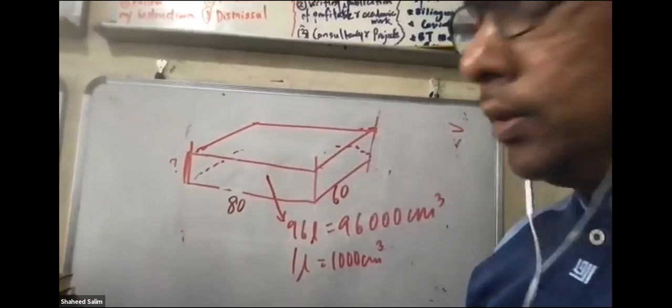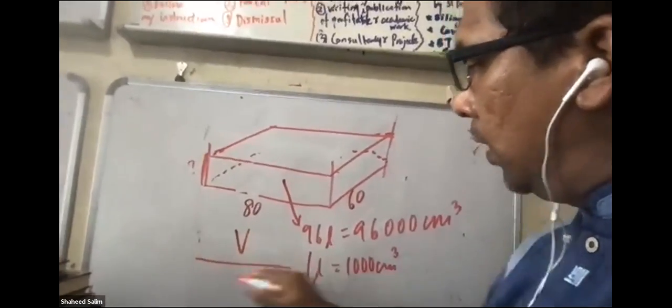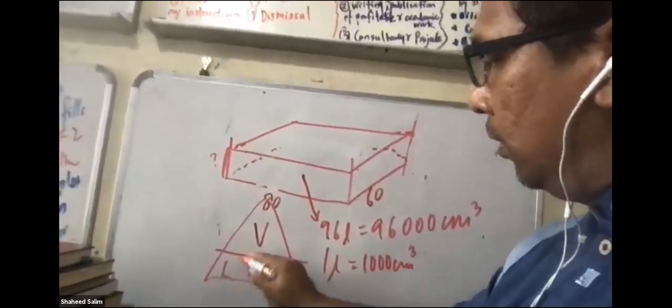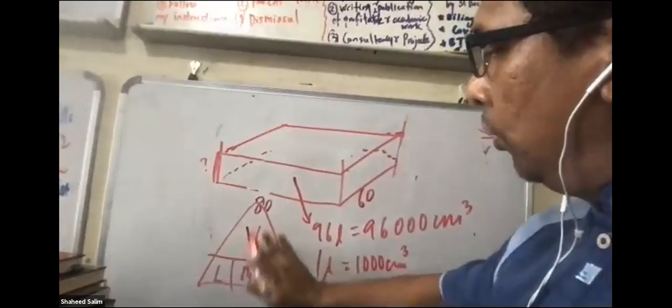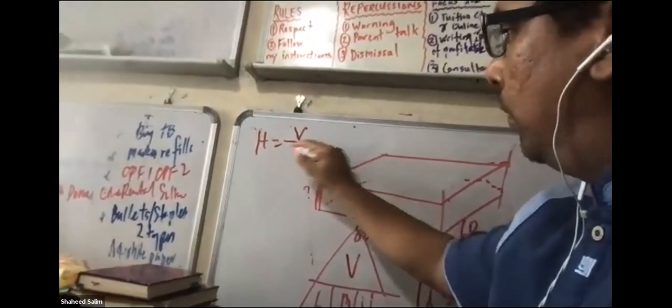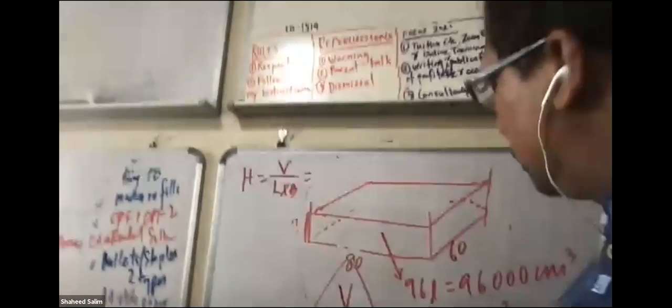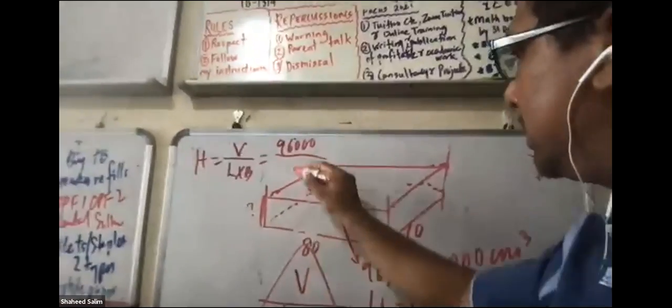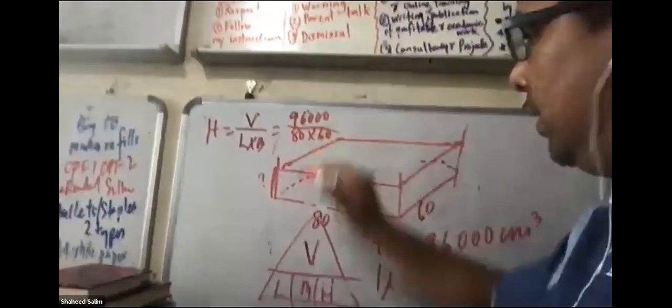Imagine this ice cube. So volume over length, breadth, height. So you have something like that, right? You want to find height. Volume over length times breadth. Height equals volume over length times breadth. So volume is 96 over length is 80, breadth is 60.